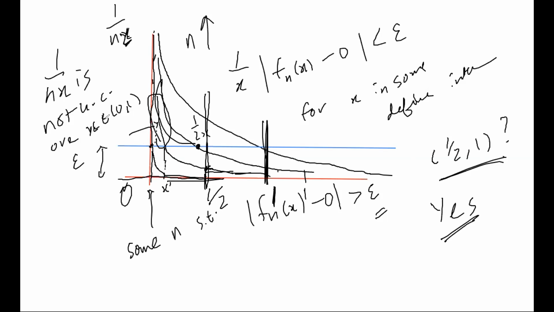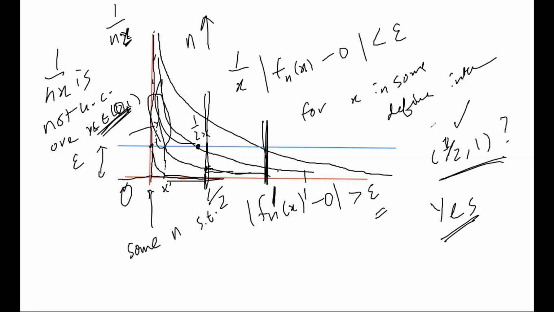But it is not uniformly convergent over 0 to 1, because when it's close to 0, it shoots up too quickly. But it is uniformly convergent over 1 over 2 to 1. So whether a function is uniformly convergent or not is not a universal property. It depends on what interval of x you're talking about. I think this is a good example to illustrate that point as well.